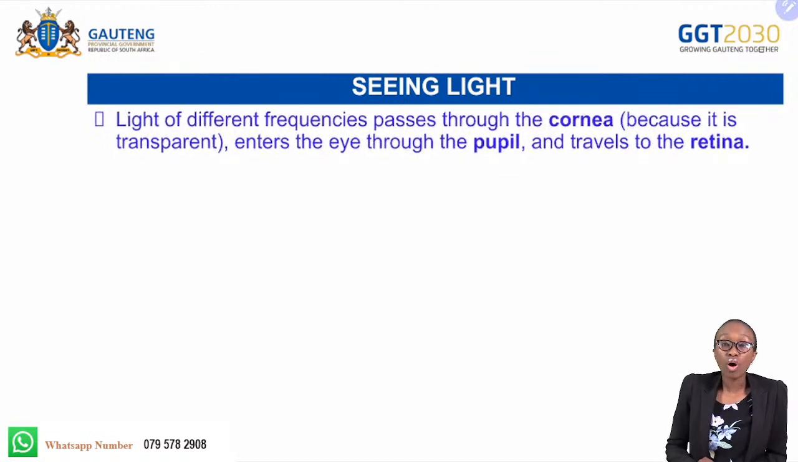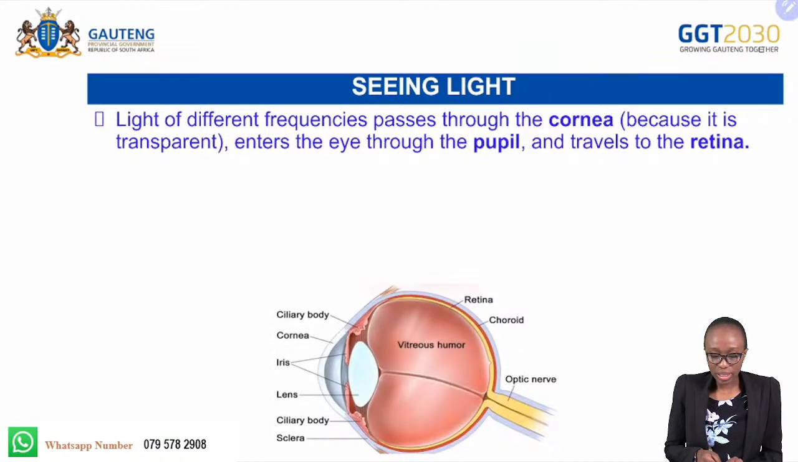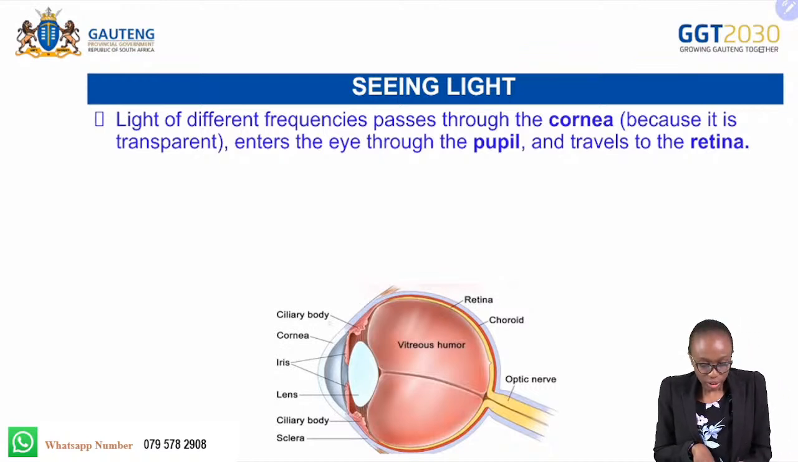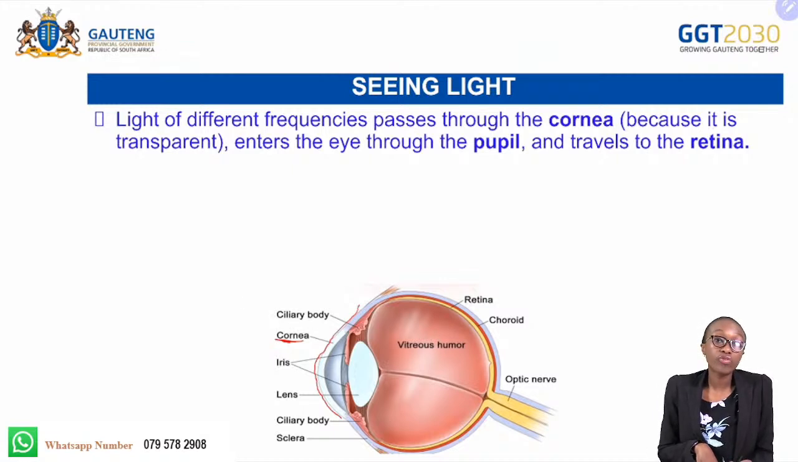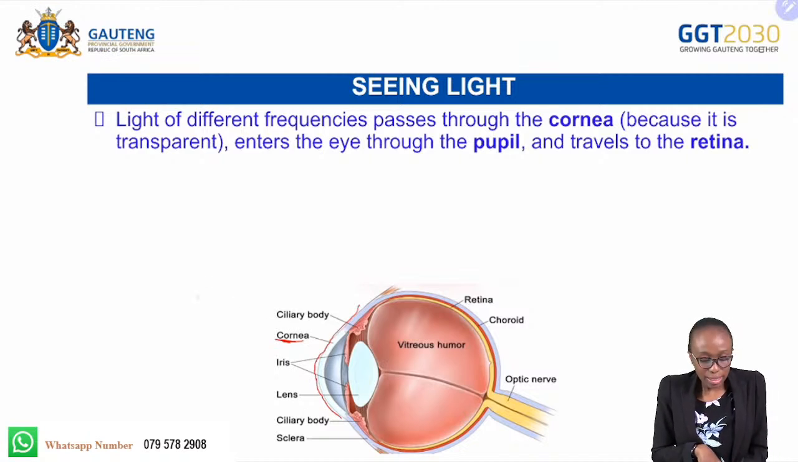So light of different frequencies passes through the cornea because it is transparent. The cornea is the front part of your eye. So it enters the eye through the pupil and travels to the retina. So this is the cornea. There's the cornea, it's labeled there. So light of different frequencies, remember different lights have different frequencies from the 7 colors of the rainbow. So they all enter the eye through the cornea.